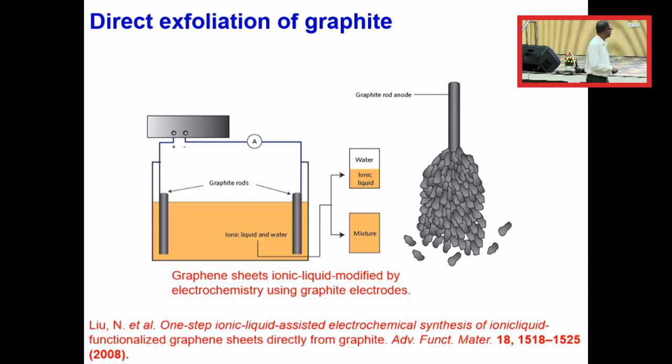Just you have an ionic liquid. You take a graphitic rod, which is naturally available, and apply some standard potential to peel off or exfoliate, and then purify it or filter it out. You get graphene very easily by exfoliation.